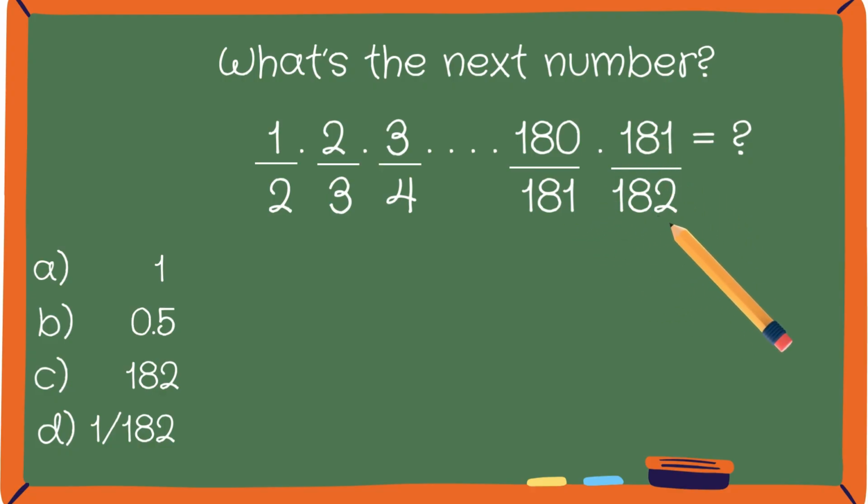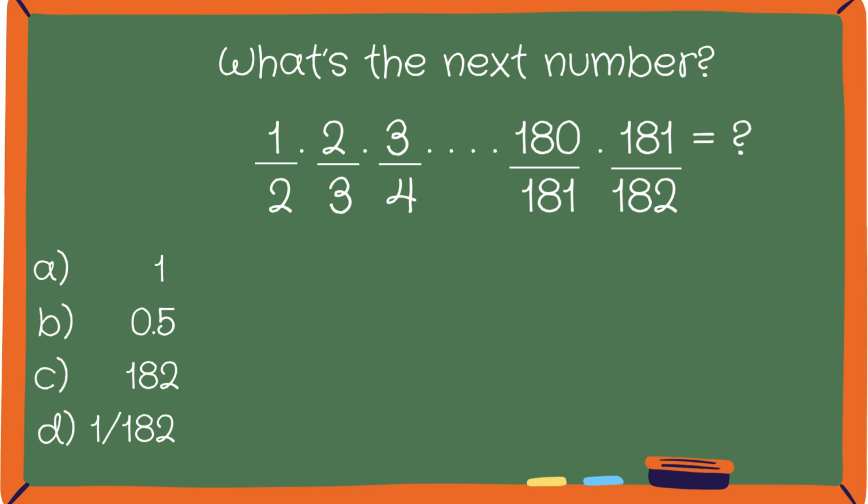How do we do this? Let me give you some time to analyze this exercise, and carefully observe the answers. Look, we have 1, 0.5, 182, 1 over 182. Let's see what the answer is. Pause our video, try to do it, and write your answer in the comments. Let's see how we do this.